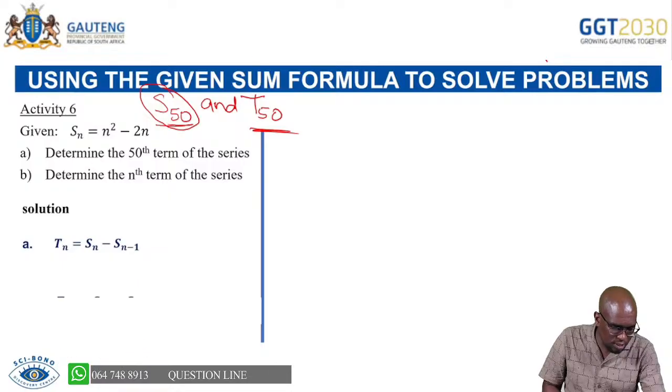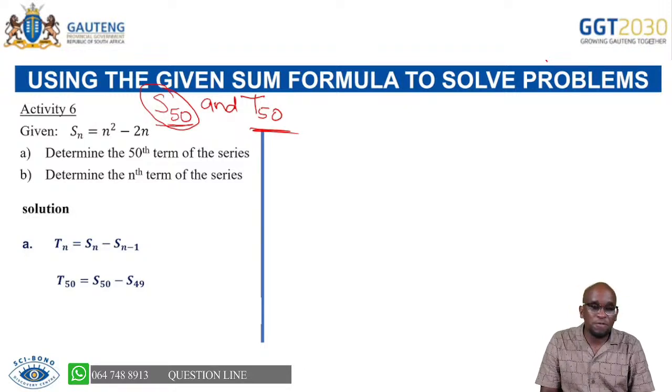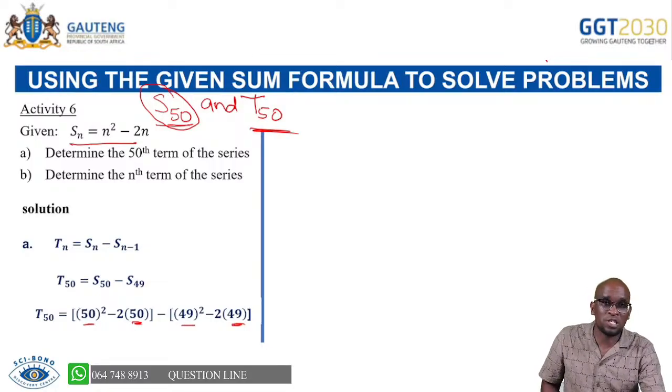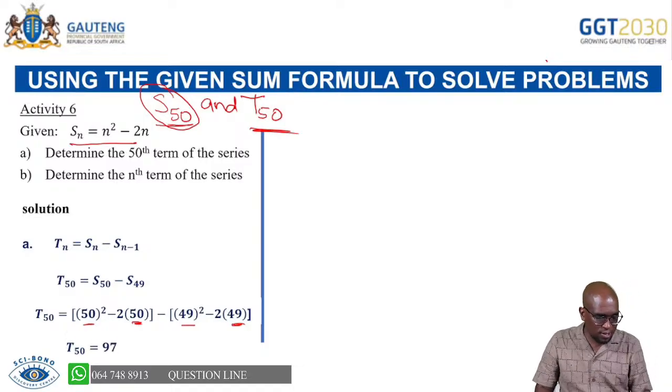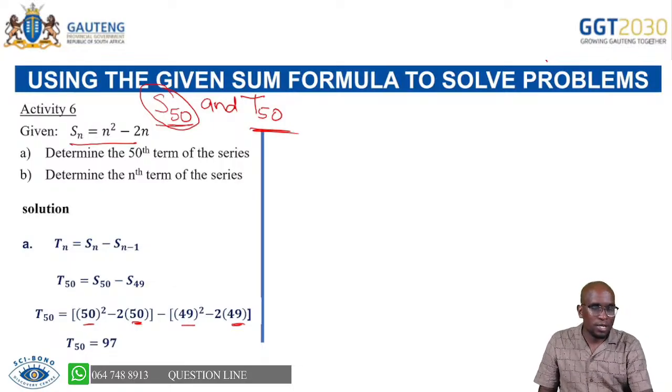Now in doing that, we just substitute. We need S sub 50 minus S sub 49, which will give us the 50th term. So how do we get that? S sub 50, we get when we substitute 50 into the original formula. S sub 49, we get by substituting 49 into the original formula. Putting the result in the calculator gives us T sub 50, the 50th term, equals 97.